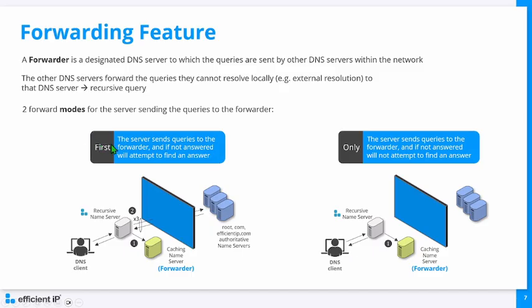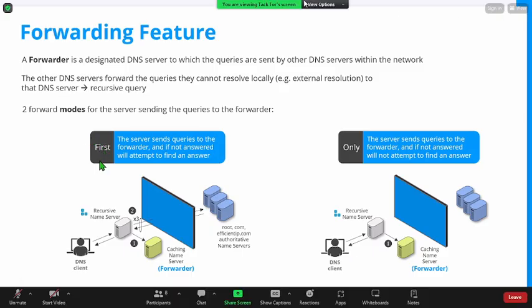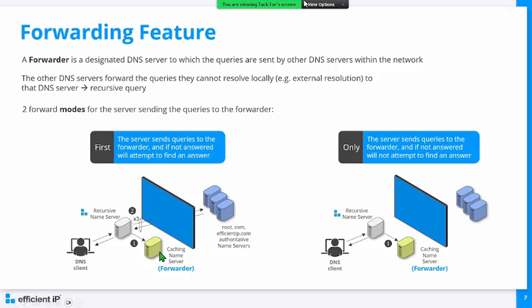If you set it to mode first, it means if the forwarder cannot resolve it, then the DNS server will query the root server, the public root server, if they have it. Of course, you must have internet access. Okay, understand? So that is the setting, the mode.